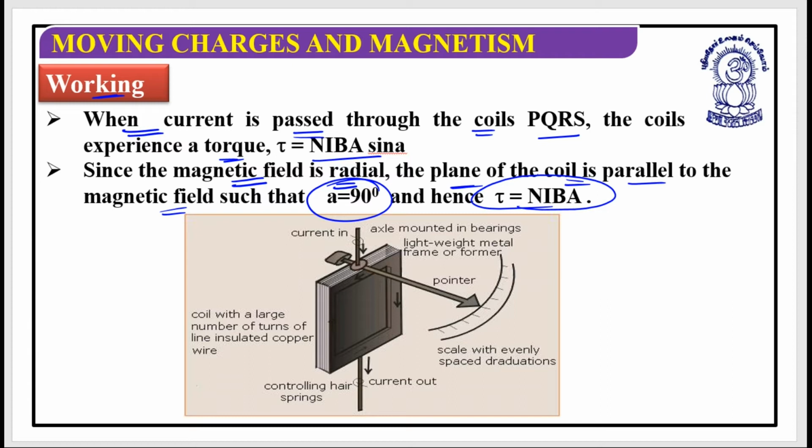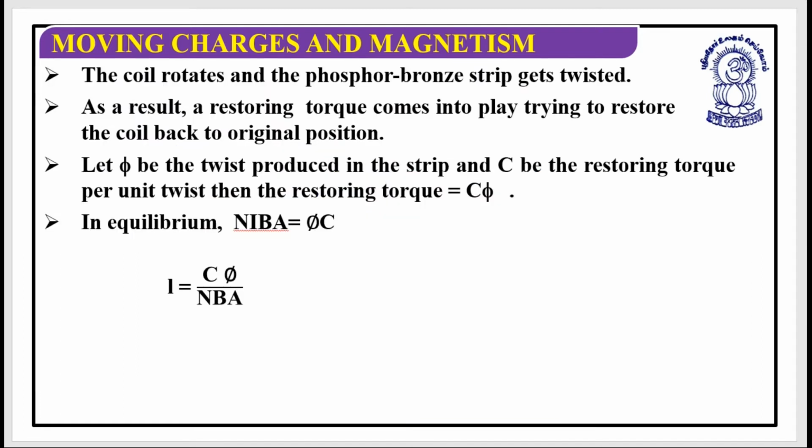I hope this is clear. Every time what we want or expect is that the torque acting should be a maximum, and that can be provided using this radial magnetic field. Otherwise it is simply not possible to have a torque which is a maximum one. Got it? So the coil rotates and the phosphorus bronze strip gets twisted. As a result, a restoring torque comes into play, trying to restore the coil back to its original position.